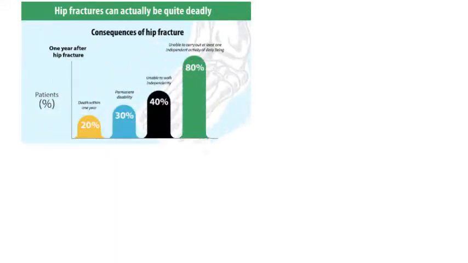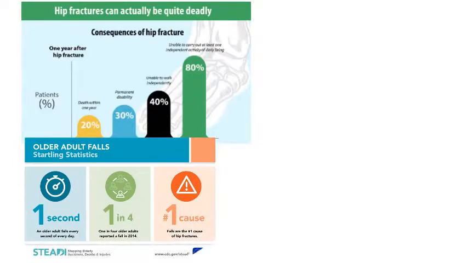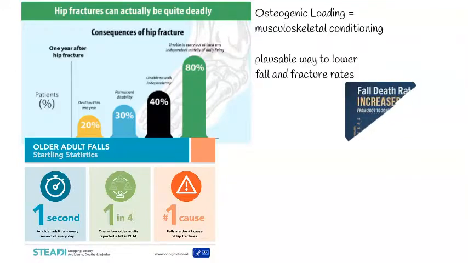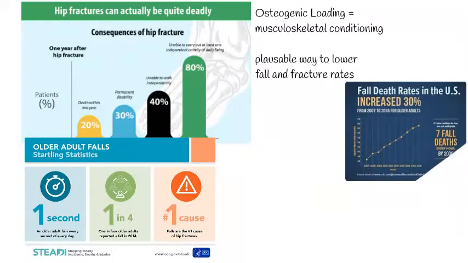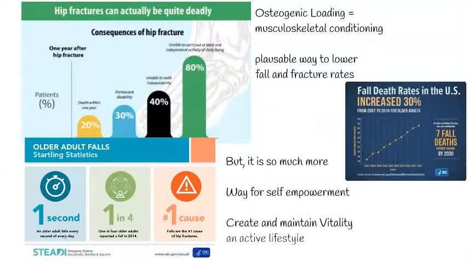When I first became aware of osteogenic loading almost 6 years ago and started studying it, I discovered that through reconditioning the musculoskeletal system, it was a plausible way to help lower fall and fracture rates in seniors. That in itself was amazing, but as I kept researching, I found it was so much more. It was a way to empower people to become the absolute best versions of themselves, allowing them to create and maintain vitality. There is more, but it would be best to share it in person.